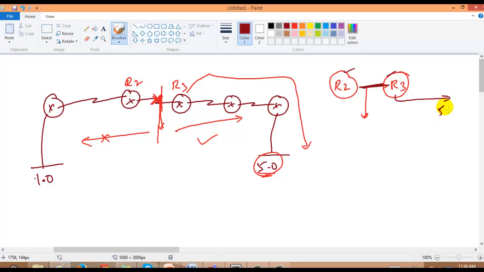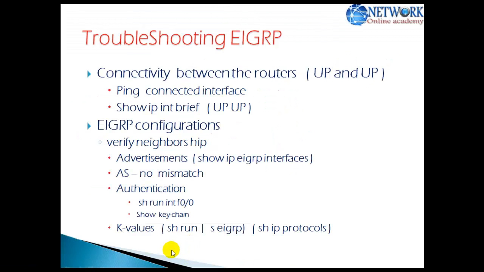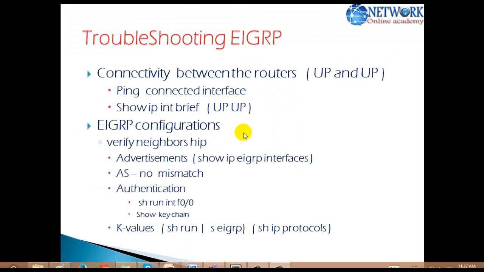Till router 3, from router 3 I'm able to access this network. So assume that the problem is between these two routers. The first thing, we need to start with connectivity always. So in case you realize that there is a problem between router 2 and 3, assuming that this is my router 2 and router 3, let's take an example.